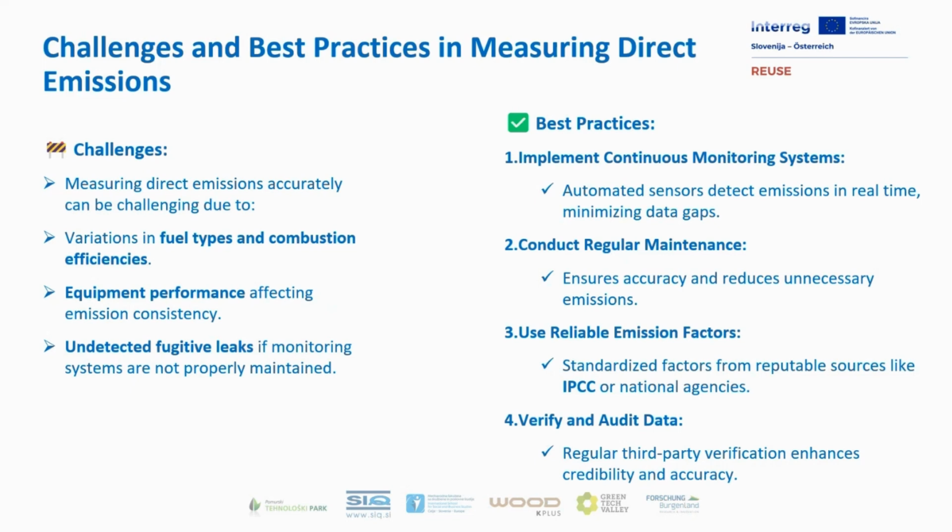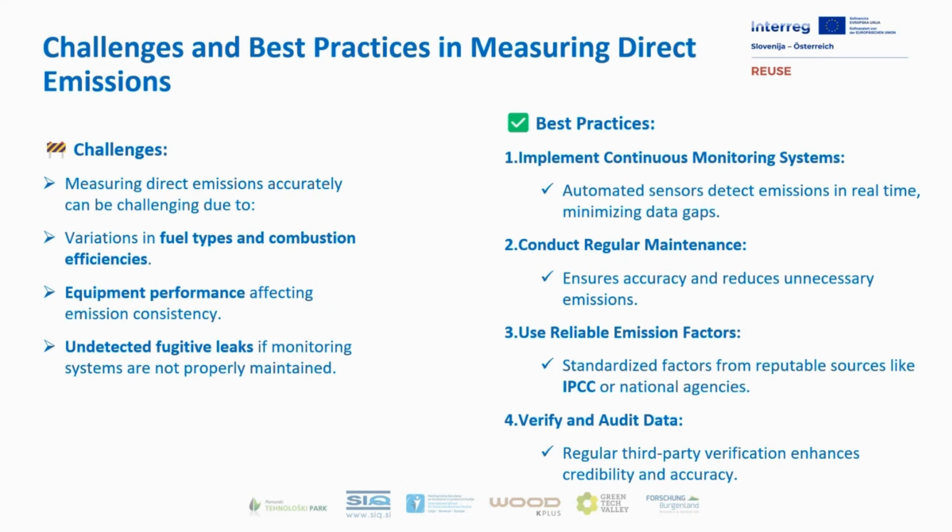The first, fuel types, like we mentioned, vary and also do their combustion properties. Different types of fuel burn differently, and the efficiency of combustion can vary depending on the equipment used, how well it's maintained, and how it's operated. So even if you know how much fuel was used, the actual emissions can differ from one situation to another.